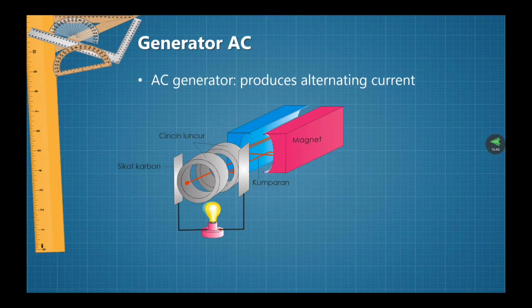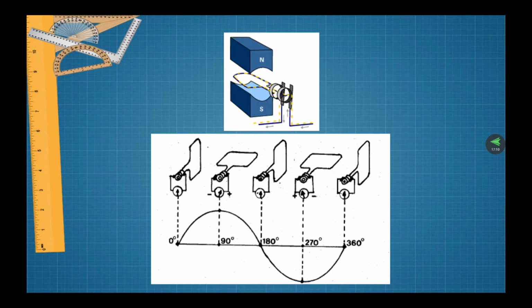And for the AC generator, we can see there are two rings or double rings, and still have the carbon brush. And this is the coil, and this is the magnet to create magnetic fields. So in the AC generator, we can see it will create a full sinusoidal waveform.